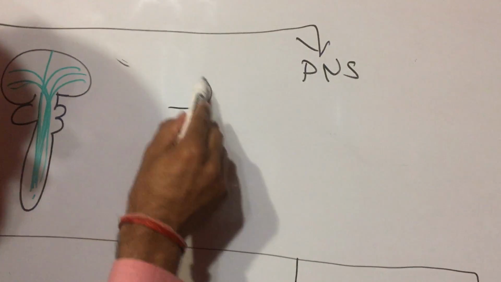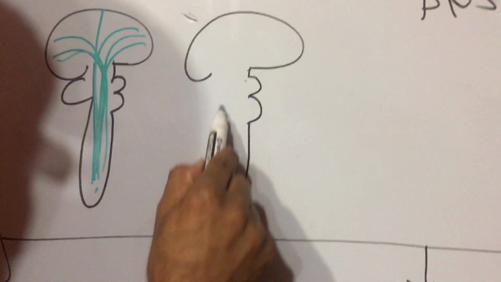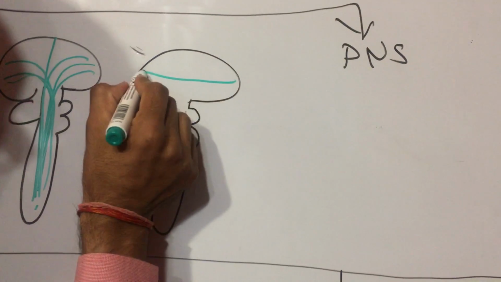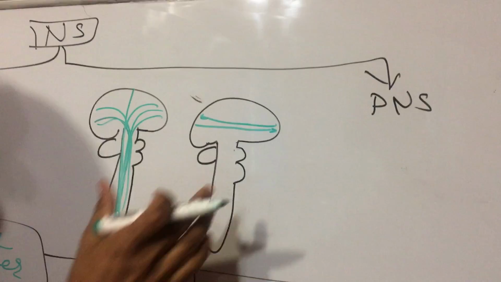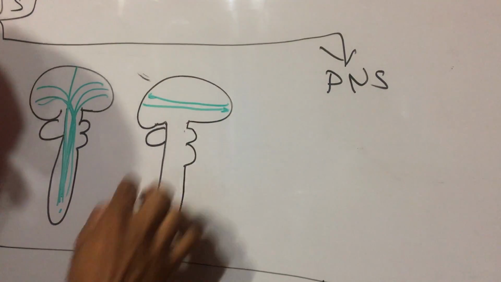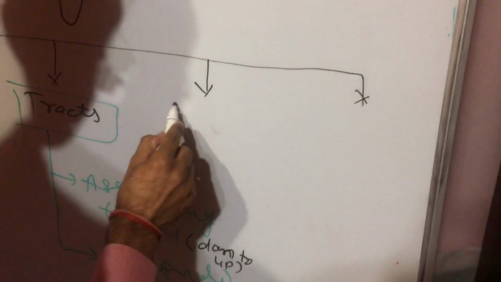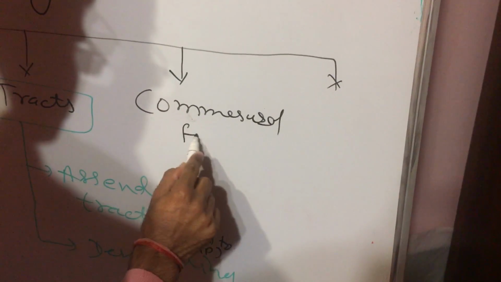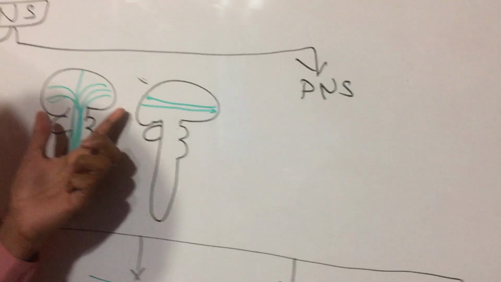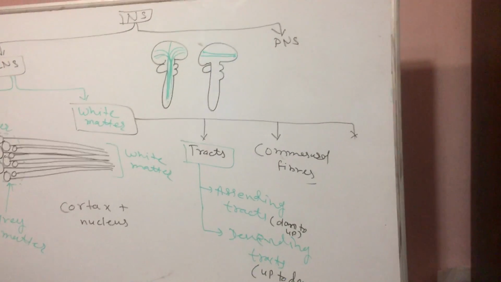Another type is the connection of fibers or axons from the right part of the brain to the left part, and the left part of the brain to the right part. Or we can say the right part is joined with the left part. That we call commissural fibers, like the corpus callosum of the brain, which connects the left part of the brain to the right part and the right part to the left. So we can say the corpus callosum is the largest commissural fiber.